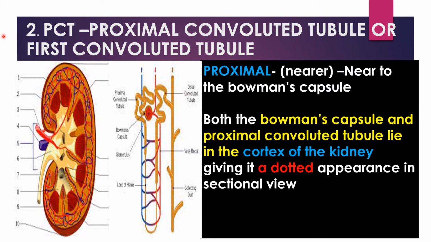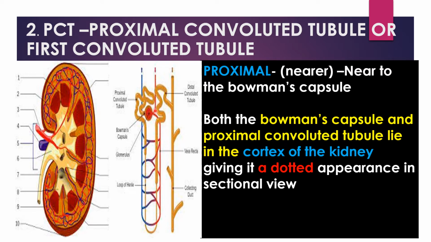The next part of renal tubule. What is renal tubule? Renal tubule is another name of nephron or uriniferous tubule, right? Yes. Then the next part, that is PCT. What is PCT? Proximal convoluted tubule, or first convoluted tubule.